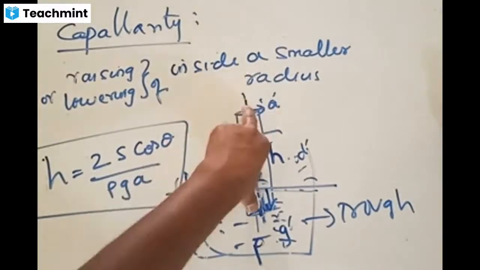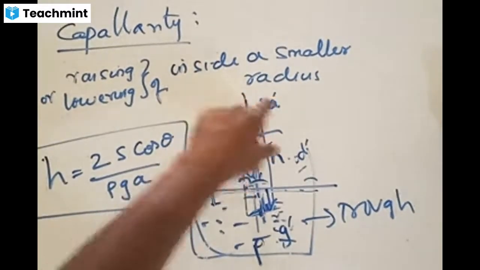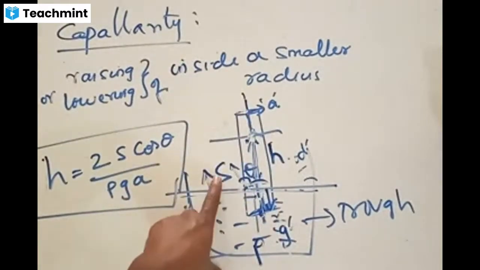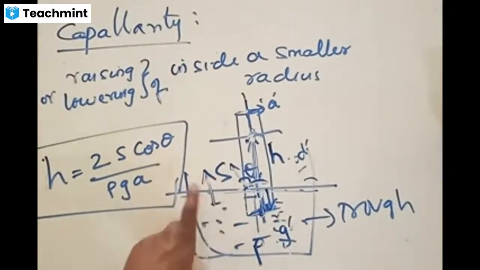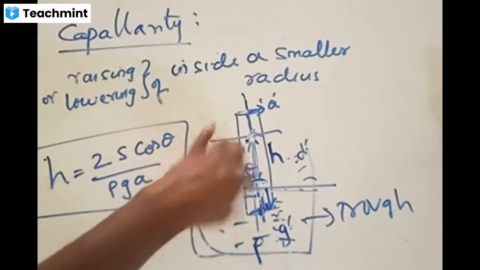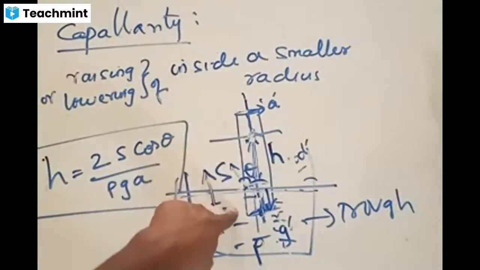Where this capillary tube is immersed? A capillary tube of radius A is immersed in a liquid whose density is rho and whose surface tension is S, since every liquid has surface tension. And at the point of contact of the liquid with the solid, this is a glass tube, right? Solid and liquid are interfacing.